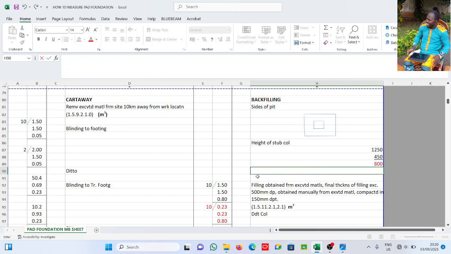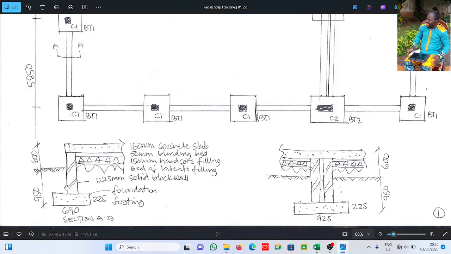All right, now we want to backfill. Let me show you what I mean. See this place here. You see this trench, this trench. This is the block wall. You see this space here and this space here. That's what we need to fill back up. That's what we call backfilling. The same thing here. We need to fill it back. That's backfilling. All right. So let's come over here.